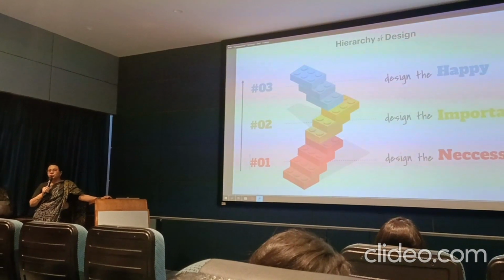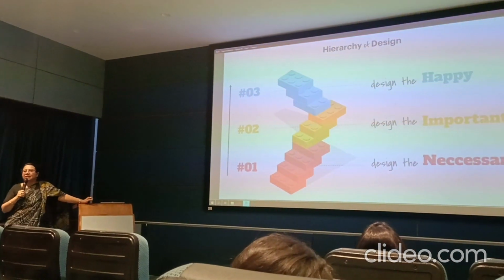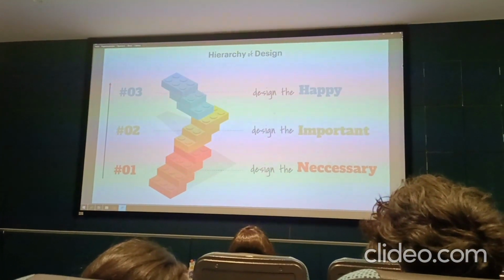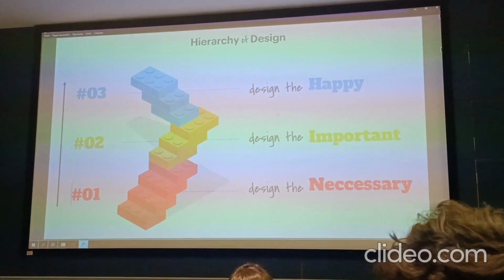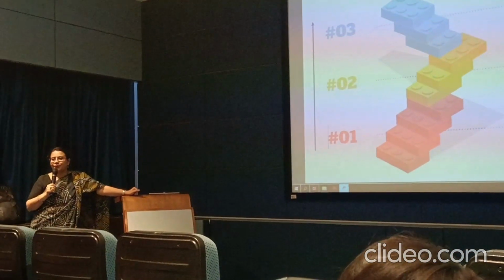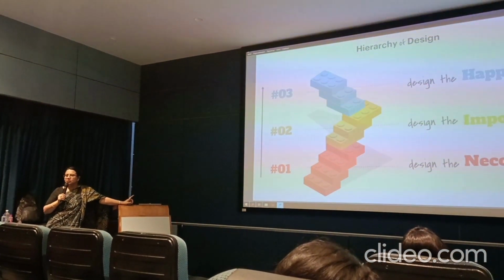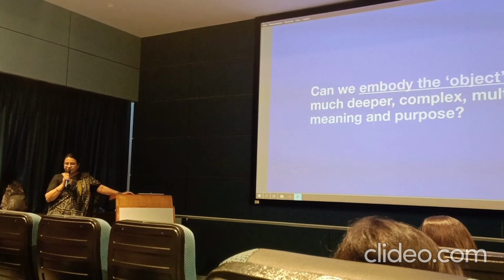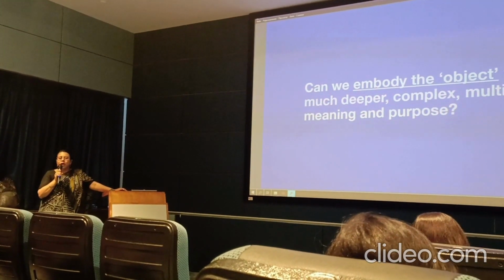1, 2, 3. Okay. The first one says design what is necessary. The second is design what is important. And the third is design what is happy. Do we know the difference between necessary and important? No. Or is there so much more to it? So much more. What are the complexities?